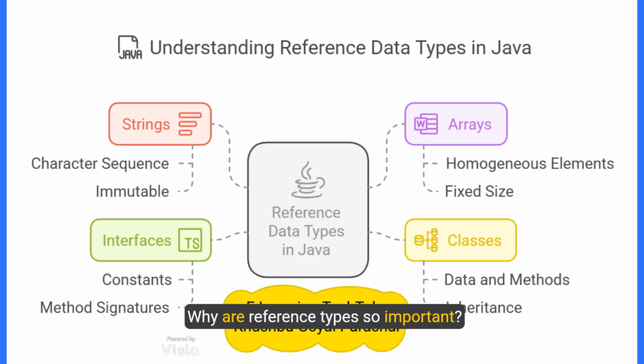Why are reference types so important? They enable object-oriented programming, facilitate dynamic memory allocation, and support inheritance and polymorphism. Mastering reference data types is key to writing efficient and scalable Java programs.